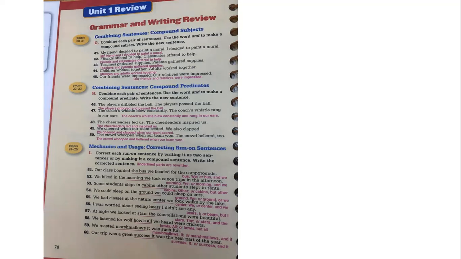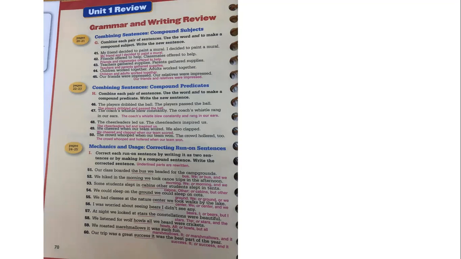All right, so number 51: Our class boarded the bus. We headed for the campgrounds. This is a run-on sentence. How do we fix it? We can either add a period after "bus" and capital W for "we," or we can write, "Our class boarded the bus, comma, and we headed for the campgrounds." So either way is correct.